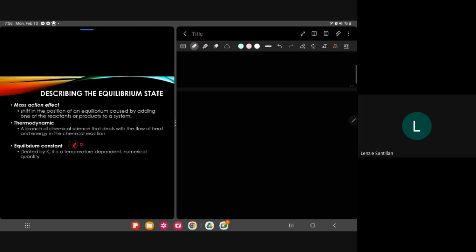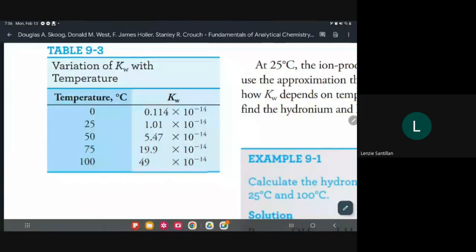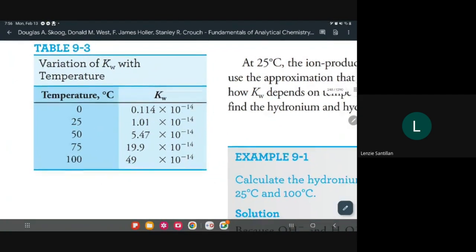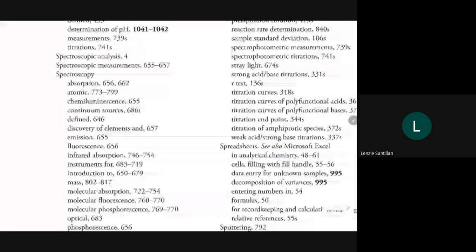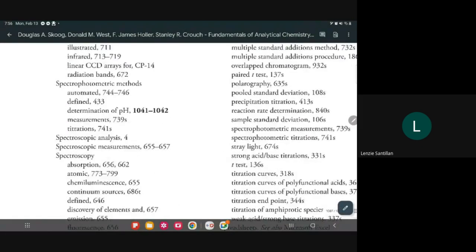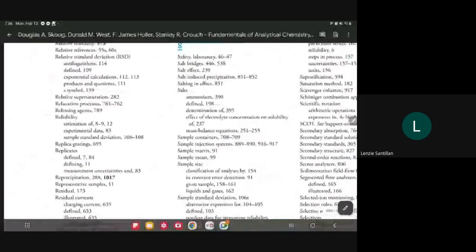So usually K is already given. If you're going to look back, sa ating case, nasa pinaka end siya. Let me see kung nandito ha. Tandaan ko 248 tayo. We have an appendix here. Sorry, ang tagal. So the letter K or the constant will always be given in the problem. It should be, kasi you have no ways to know or you have no ways to compute for that.